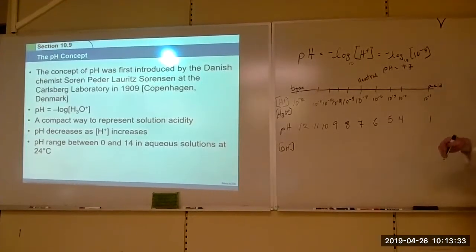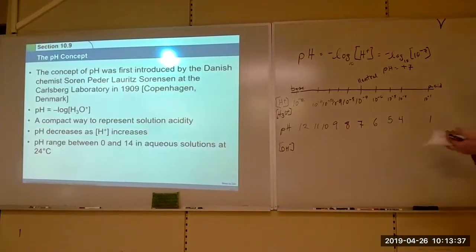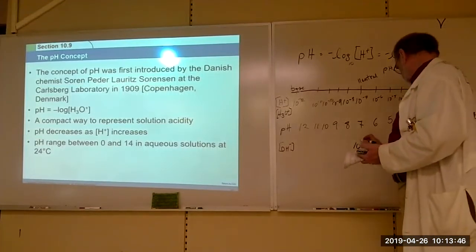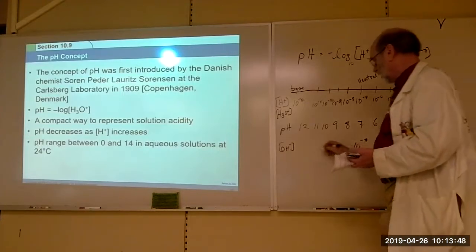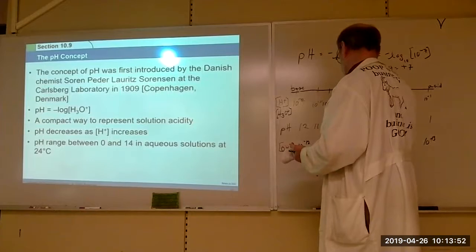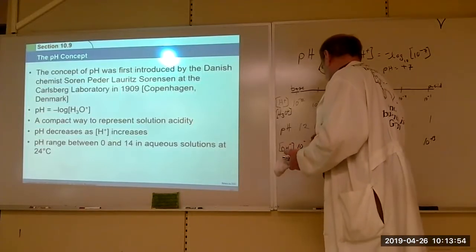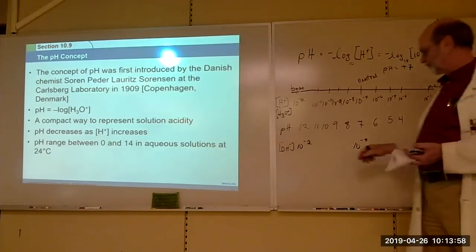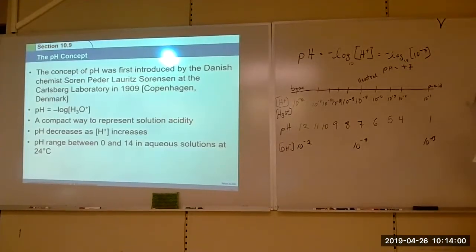Remember, they have to multiply to be 10 to the minus 14th, right? So the OH concentration here would be 10 to the minus 13. And this would be 10 to the minus 7. And this would be 10 to the minus 2. There we go. Okay?